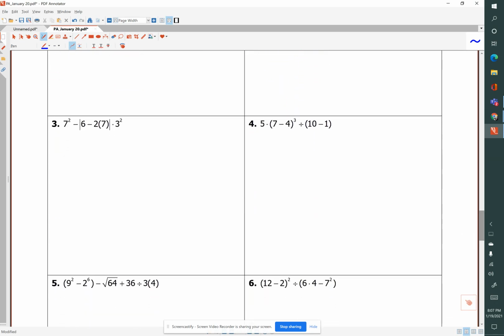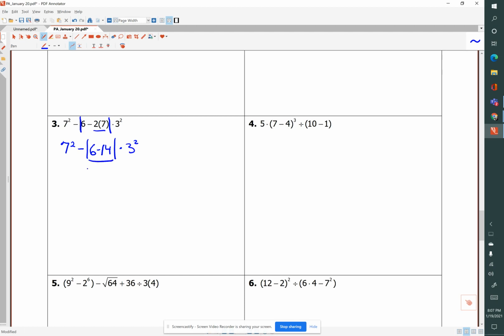Number 3, I have absolute value bars here, so I have to work everything inside the absolute value bars first. That is a grouping symbol. So we've got 7 squared, or 7 to the second power, minus, now I have 6 minus 2 times 7. I need to start with the multiplication within the bars. So it will be 6 minus 14 times 3 to the second power.